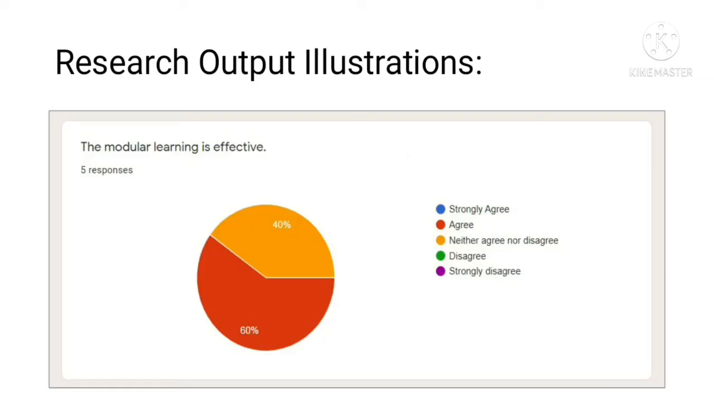We will go to the first one, the effectivity of the modular learning. The indicators are strongly agree, neither agree nor disagree, strongly disagree. So this was presented in different colors, but as what we have seen in the graph, there are only two colors. Therefore, most of the responses are agree or neither agree nor disagree. 40% of the response is neither agree nor disagree, and then the 60% is agree.